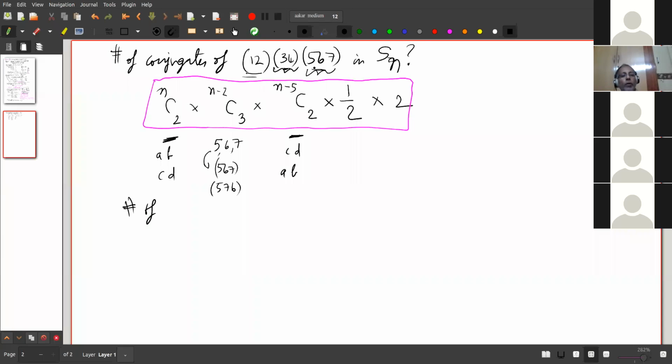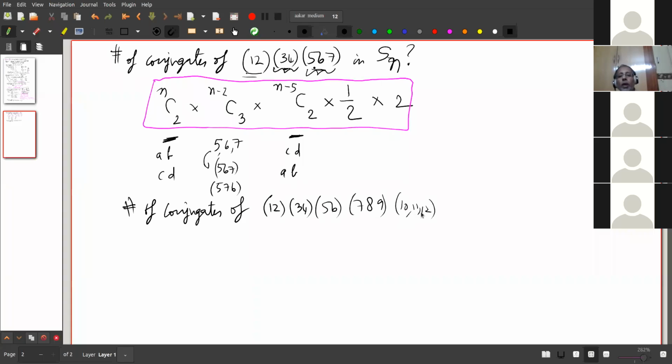So number of conjugates of... What should we try? Let me try 1, 2, 3, 4, 5, 6, 7, 8, 9, 10, 11, 12. I'm putting a comma here because with single digits I need not put a comma; here I am putting commas because these are 2-digit numbers, nothing else. This is still the cycle 10 going to 11, 11 goes to 12, 12 goes to 10 in SM. Now, what is the logic? How do we do this?